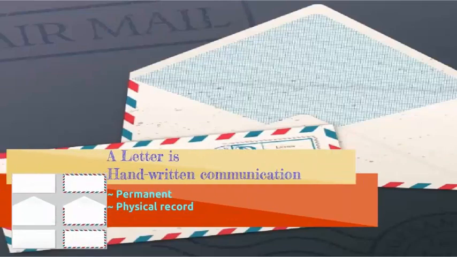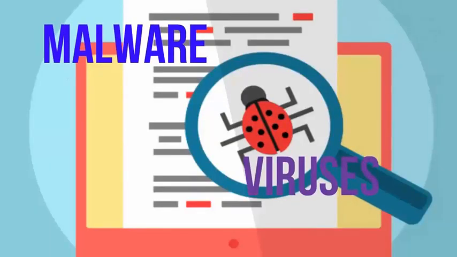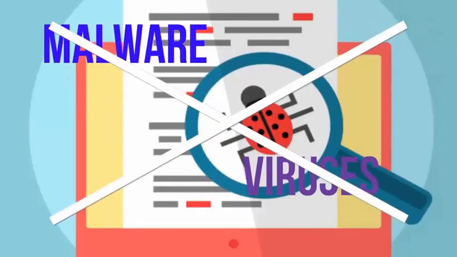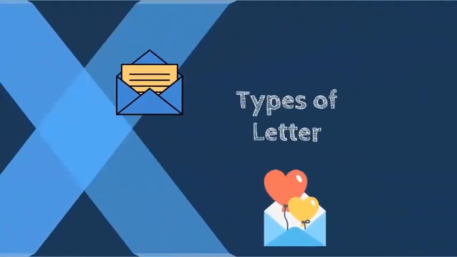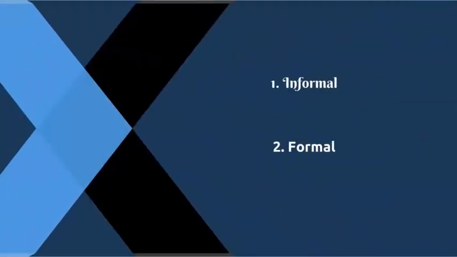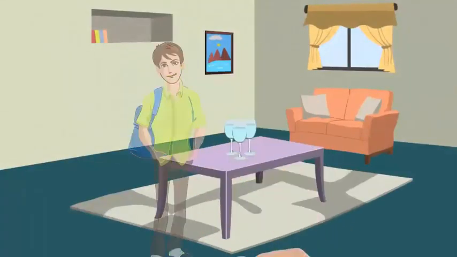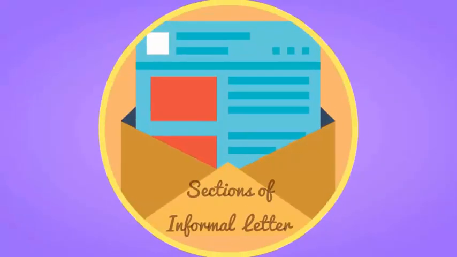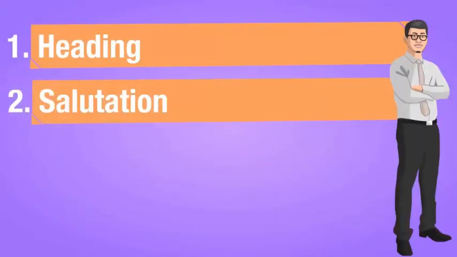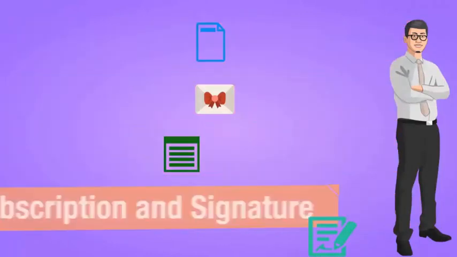As a letter is handwritten, it is a permanent physical record of communication. As compared to email, letters are free from all malware and viruses and have a more personal feel to them. It has two basic types, informal and formal. Informal letters are personal in nature as they are addressed to family and friends. They are divided into the following sections: heading, salutation, body, subscription, and signature.